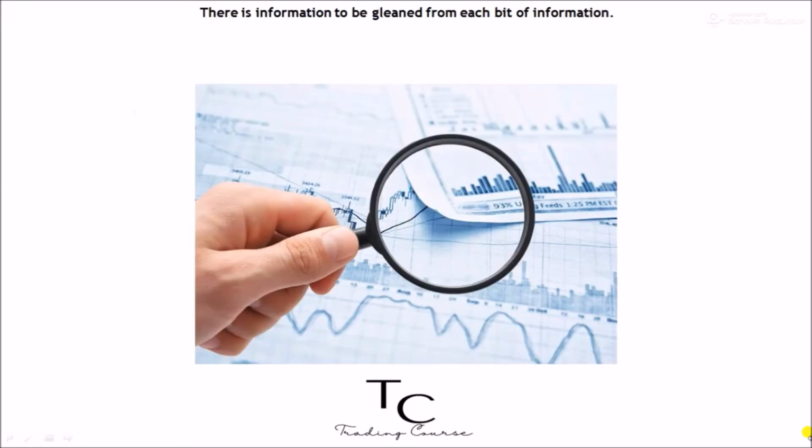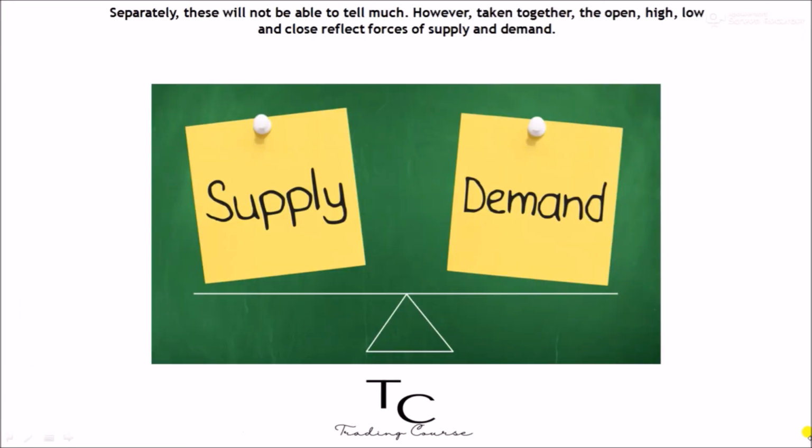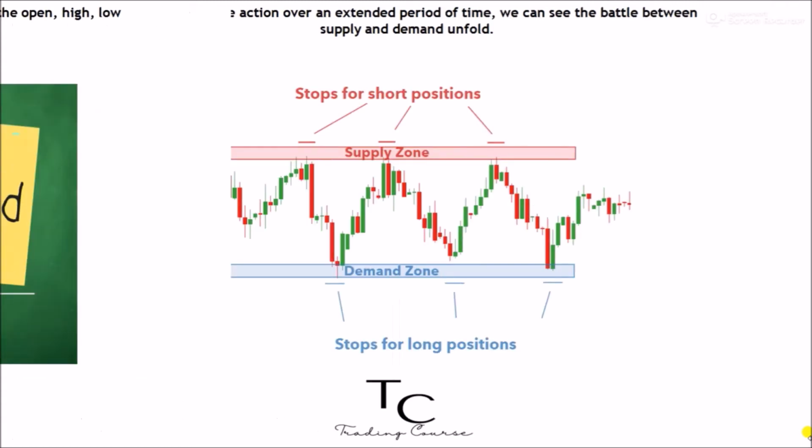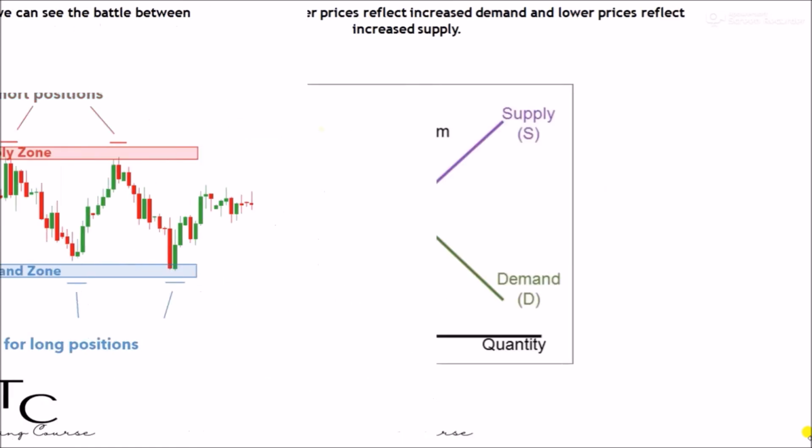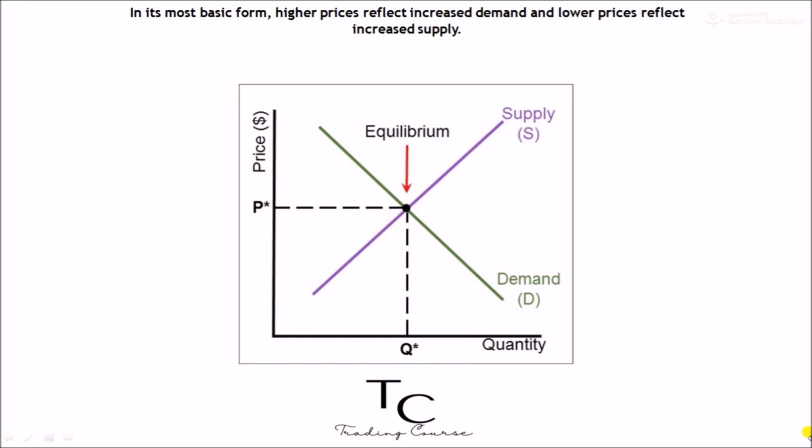security. There is information to be gleaned from each bit of information separately. These will not be able to tell much. However, taken together, the open, high, low and close reflect forces of supply and demand. By looking at price action over an extended period of time, we can see the battle between supply and demand unfold. In its most basic form, higher prices reflect increased demand and lower prices reflect increased supply.